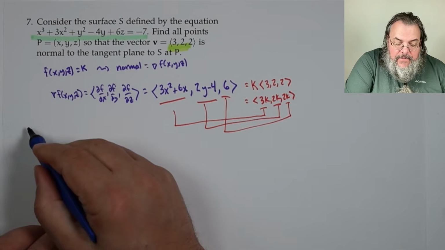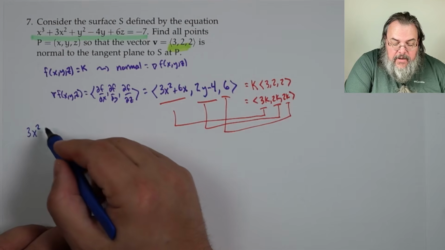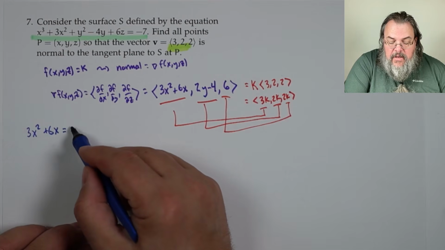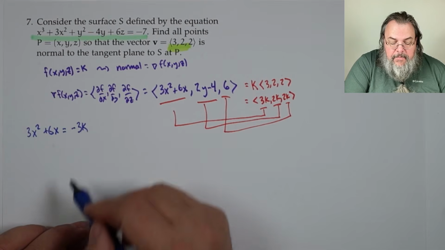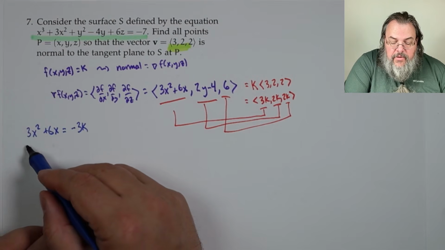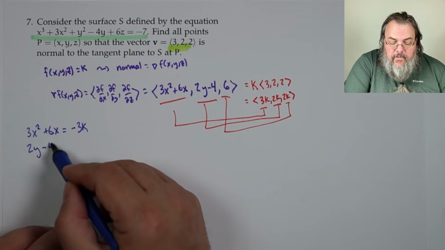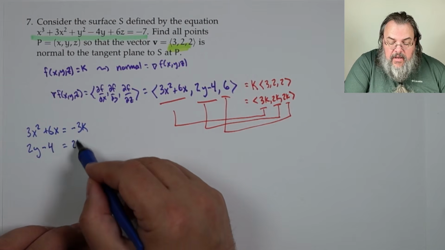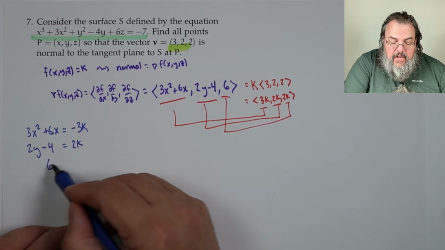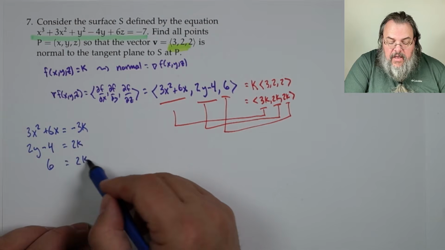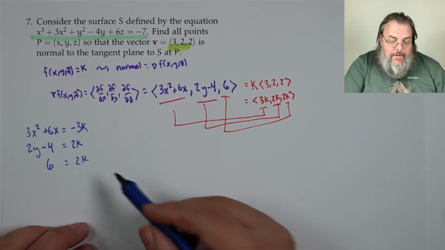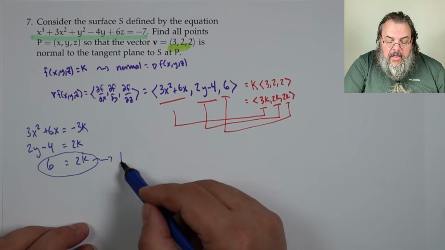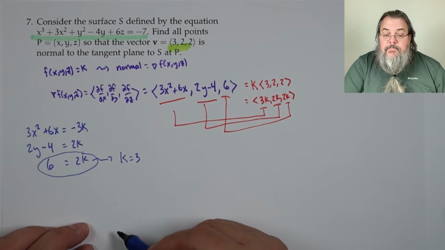So we need 3x squared plus 6x to equal 3 times k. We need 2y minus 4 to equal 2 times k. And we need 6 to equal 2 times k. That helps simplify things. k has to be 3.